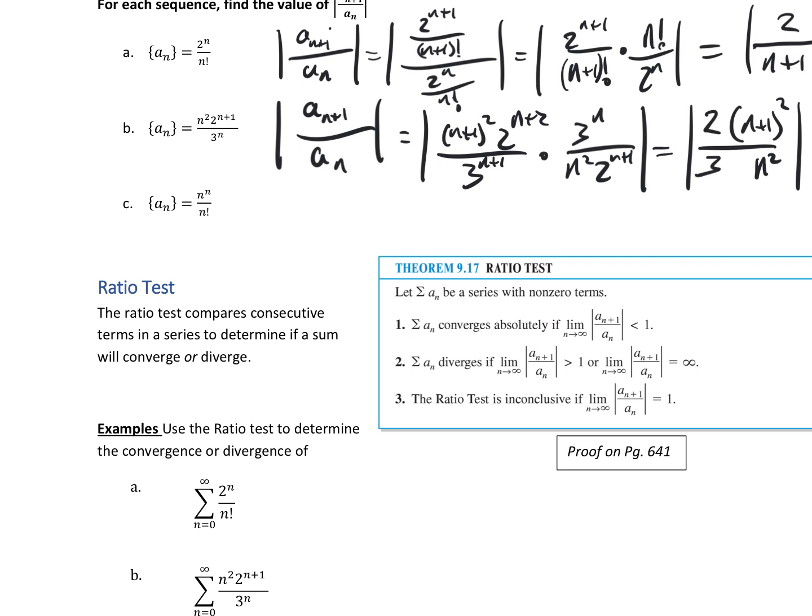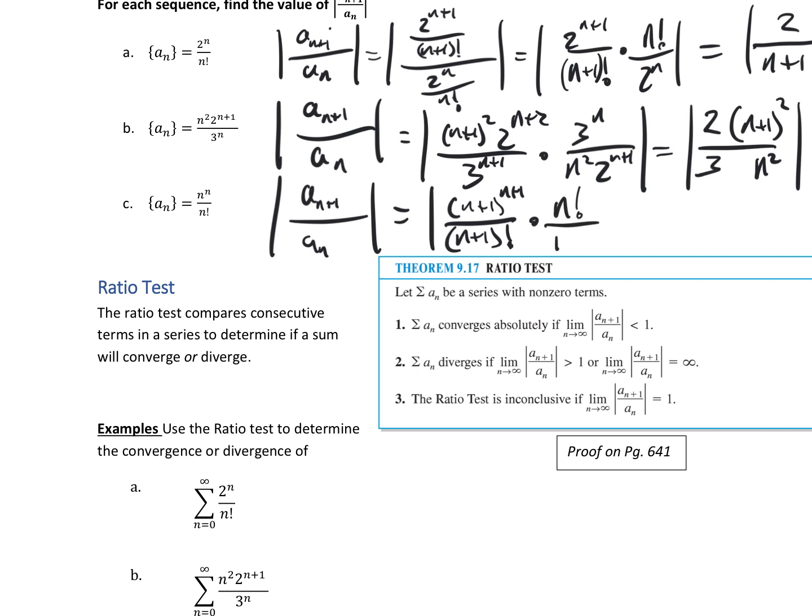How about this one? a sub n plus 1 divided by a sub n. So the n plus 1 term is going to be n plus 1 to the n plus 1 power all over n plus 1 factorial, divided by the a sub n term, which will be multiplied by the reciprocal. So we'll have n factorial over n to the n.